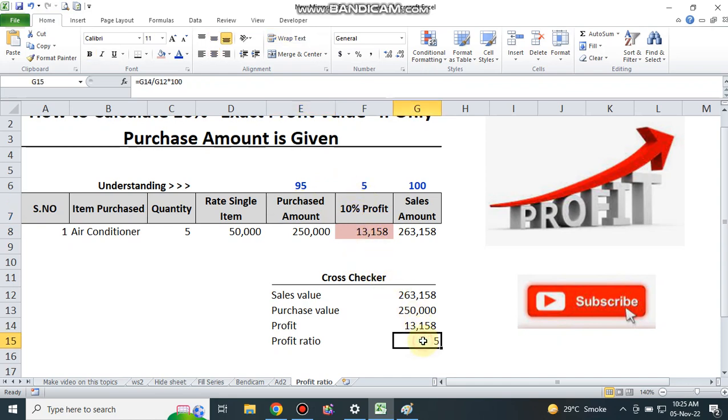Now the result cross checker is also 5%. Sales value is this one, purchase value 2,50,000, the profit is 13,158. You can see the ratio 5%. Through this you can calculate your profit amount through percentage. If the sales value is not available, when you start any business, you think this is my total cost and you want to earn 5% or 10% profit, then you can calculate your sales value.